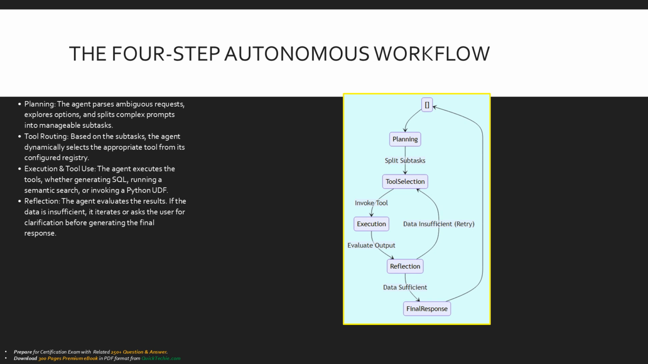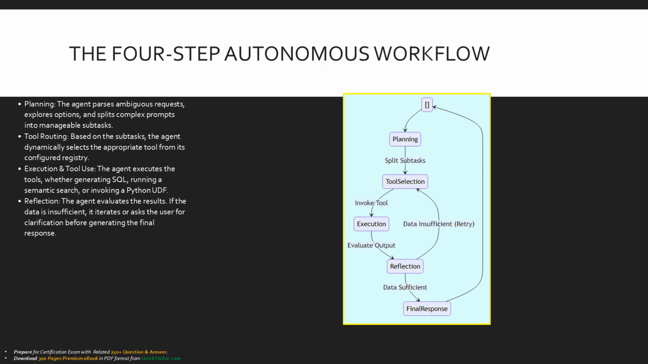To master Cortex agents, you must understand their cognitive workflow. When a prompt arrives, the agent doesn't just blindly guess an answer, it enters a planning phase. It breaks complex questions down into smaller subtasks and disambiguates vague terms. Next is tool routing. The agent reviews its available tools and maps each subtask to the correct tool. In the execution phase, it actively uses these tools to retrieve enterprise data.